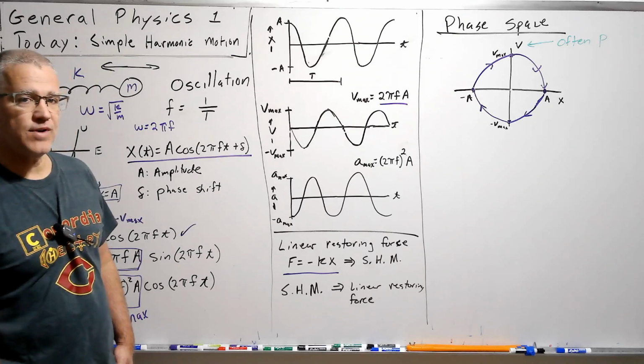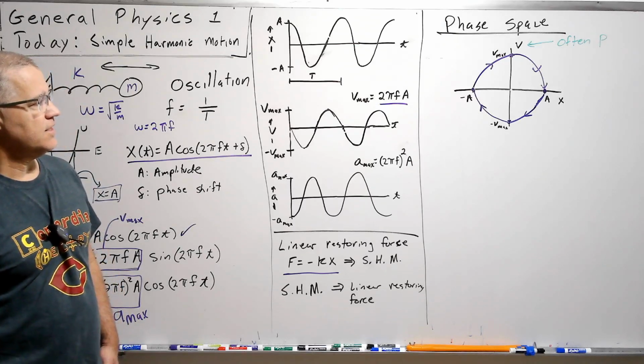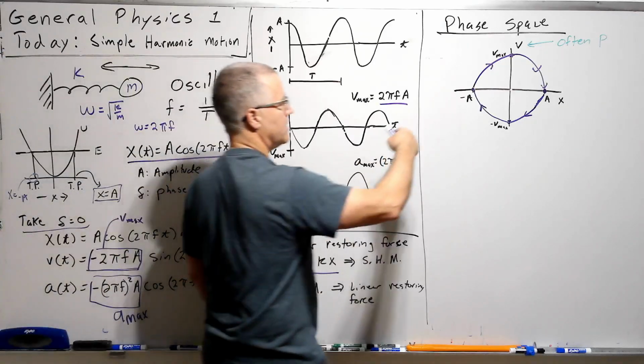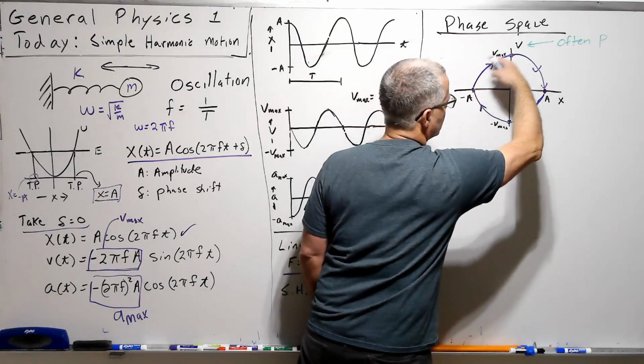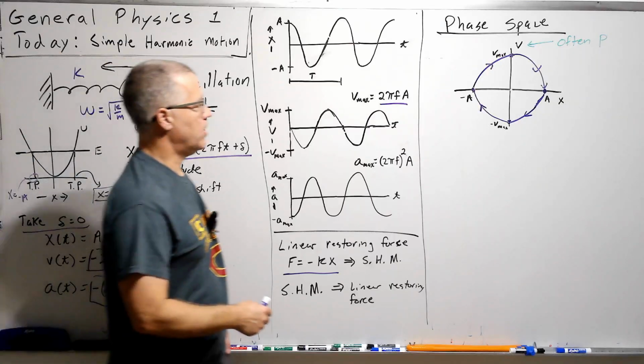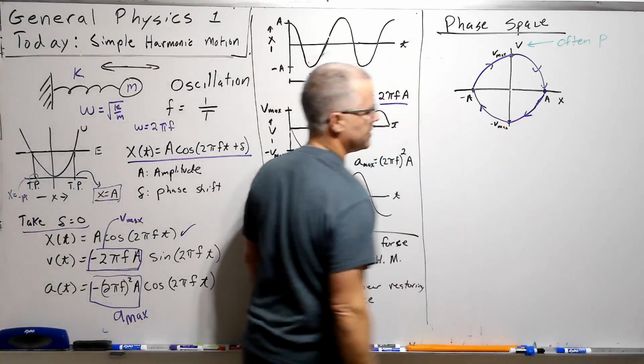And so this is a nice way to think about the nature of this motion, because we can see it's periodic, right? It just keeps going around in a circle, and we can track at any given point the position and the velocity.